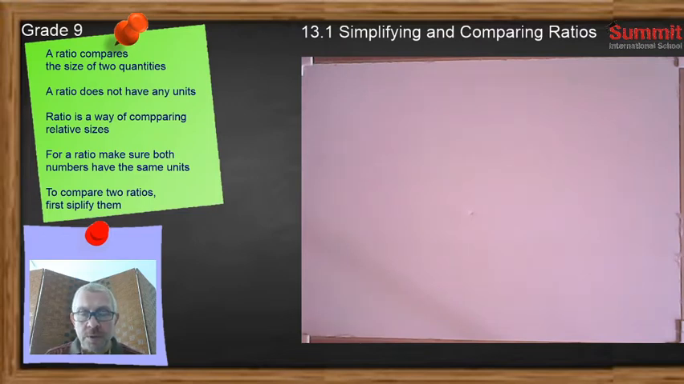Today we are going to start to study simplifying and comparing ratios. Now let's remember something about the ratio. A ratio compares the size of two quantities. A ratio doesn't have any units, and a ratio is a way of comparing relative sizes. For a ratio, make sure both numbers have the same units, and to compare two ratios, first simplify them.